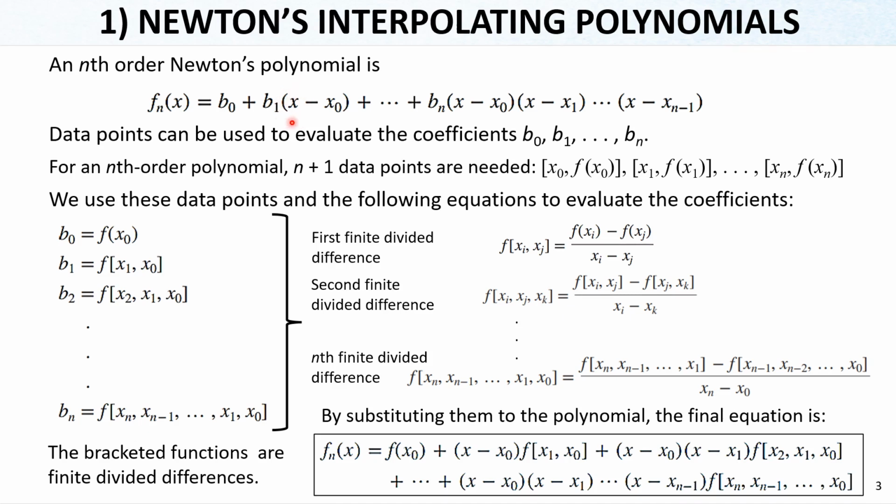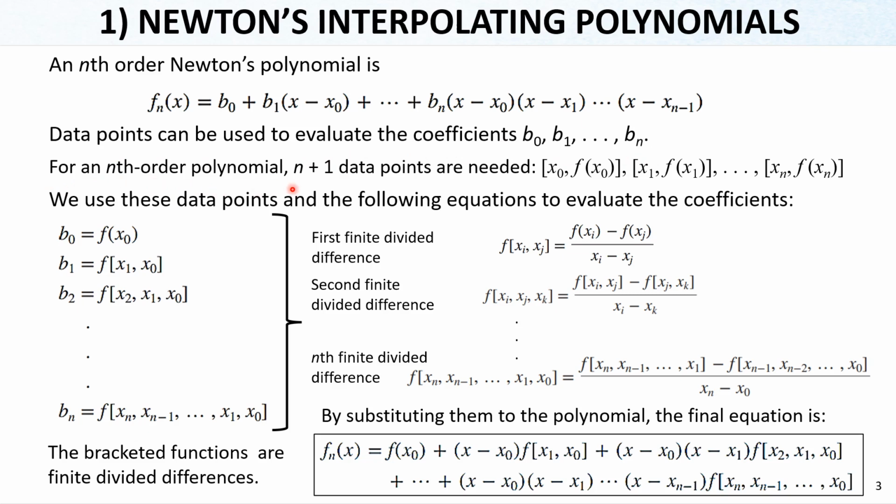of the unknown, the input which has the unknown output, minus the first data point. Then it goes like this. For the nth coefficient, there is a multiplication of all the data points subtracted from the x values, you can see here. And the data points can be used to evaluate the coefficients b0 up to bn.